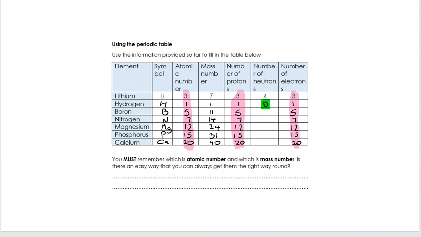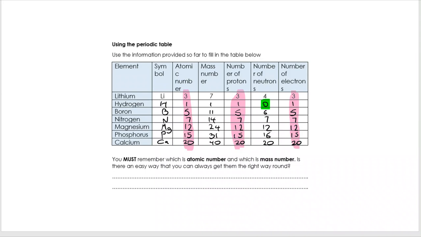I've done hydrogen first because there's something really quite unusual about it. It's the one example of an element that contains no neutrons. For the rest of them, I'm simply going to take my mass number and subtract my atomic number. And I end up with the numbers that we have here: 6, 7, 12, 16, and 20.